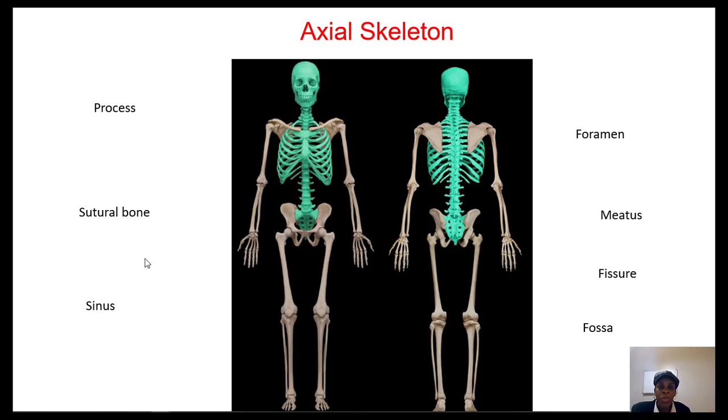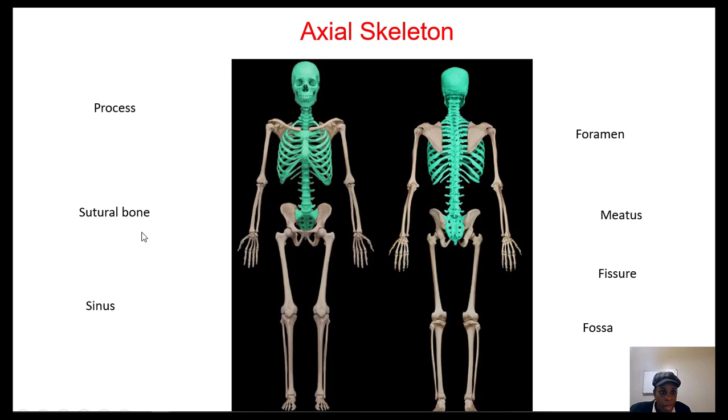For example, among the facial bones, the maxilla, the ethmoid, the sphenoid, and the frontal bone have sinuses, right? Maxilla, frontal, sphenoid, ethmoid have sinuses. An air-filled space is like an empty space in the bone that has air running through it.